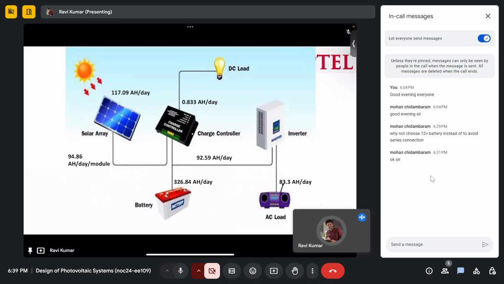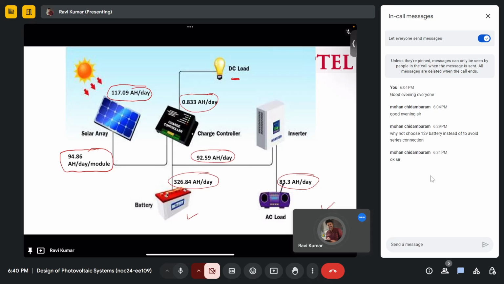So similarly, we will see here. This is the ampere hour per day which we are getting from the sun. This is the ampere hour per day which we are getting from the PV module. This is the ampere hour per day which is consumed by this DC load. This is the ampere hour per day which is utilized by this inverter and given to this AC load. And this is the ampere hour per day which is being given to this battery. So this is the final layout. So this is the designing of a PV system for this particular example. Similarly, you can design for your home or for any place wherever you want.